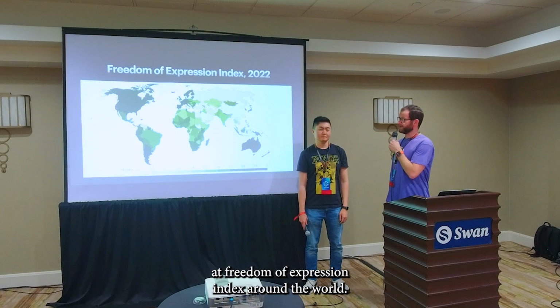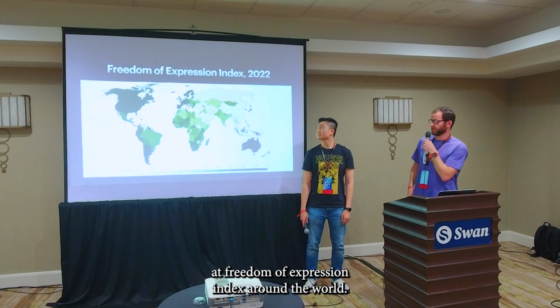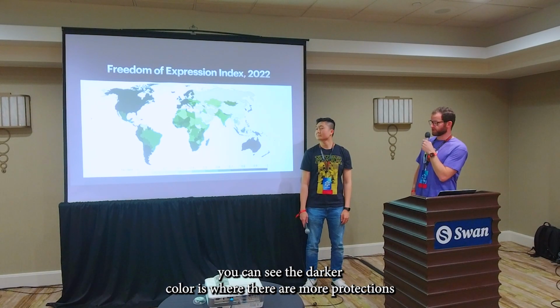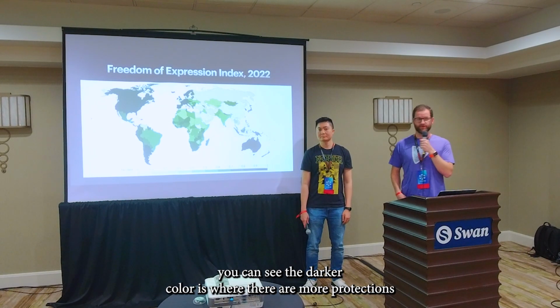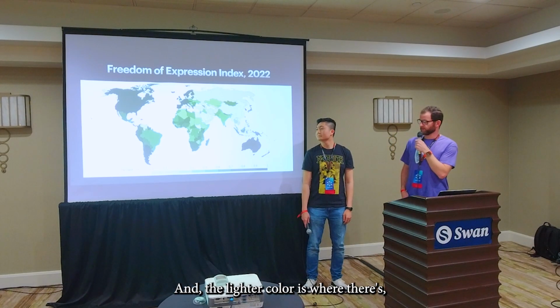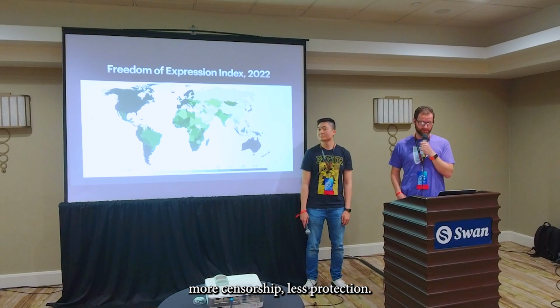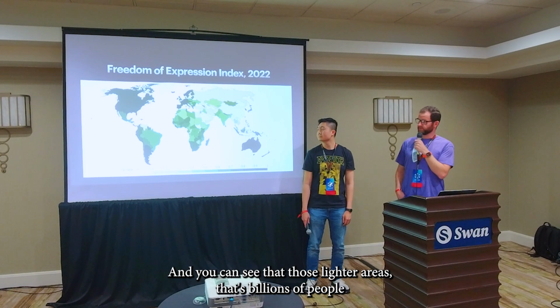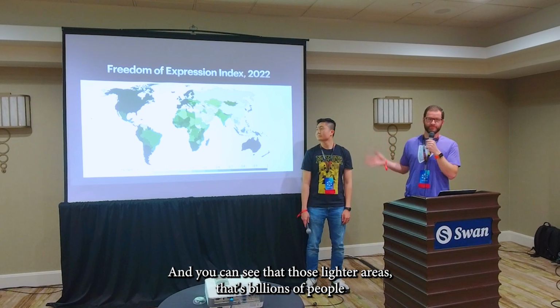Let's take a look at the freedom of expression index around the world. You can see the darker color is where there are more protections for freedom of expression, and the lighter color is where there's more censorship, less protection. And you can see that those lighter areas, that's billions of people represented there.